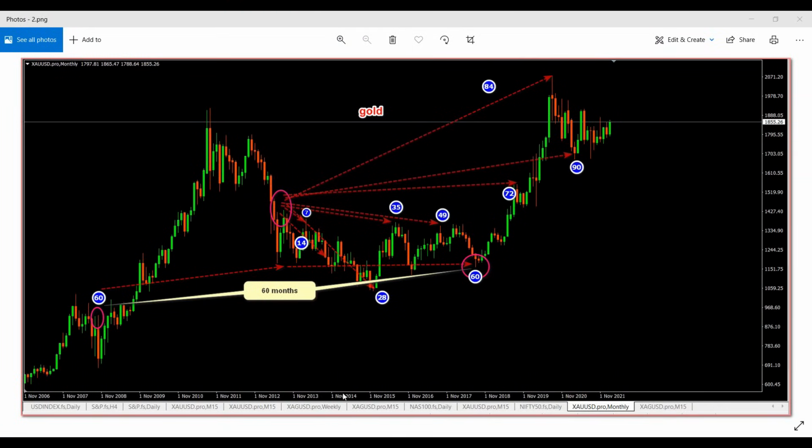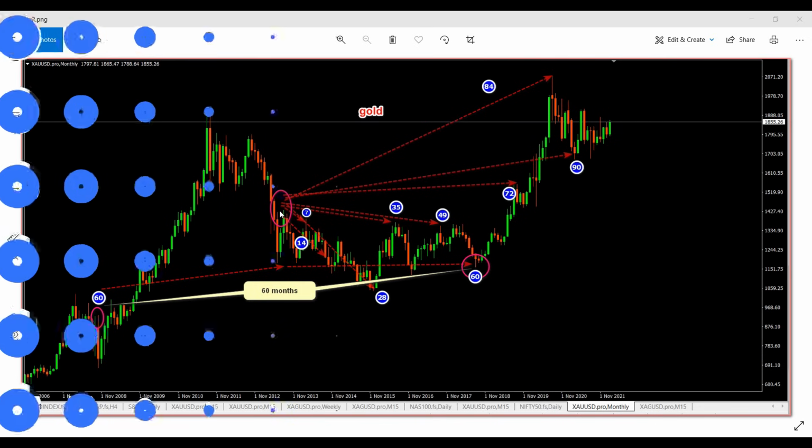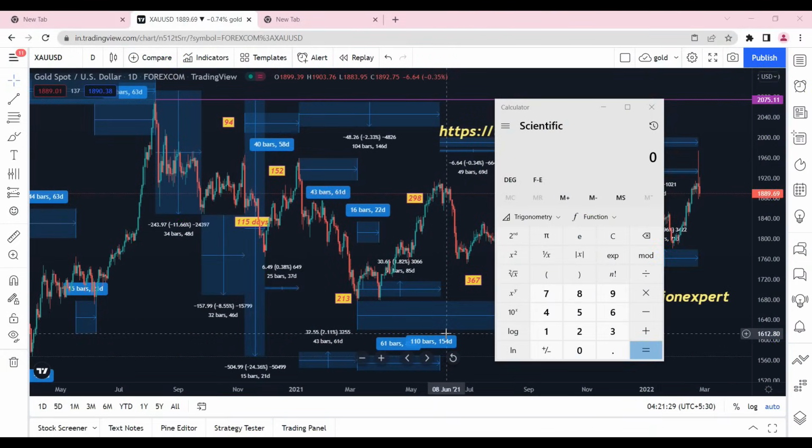You can see one more chart in gold. You can see 60 months here to here. From here it actually went up and there are lots of connections. 7, 14, 28, 35, etc. 72, 90, 84. How perfectly it has done. So we will have to find that. Okay, there will be lots of connections. It's going to really amaze you. Just keep watching.